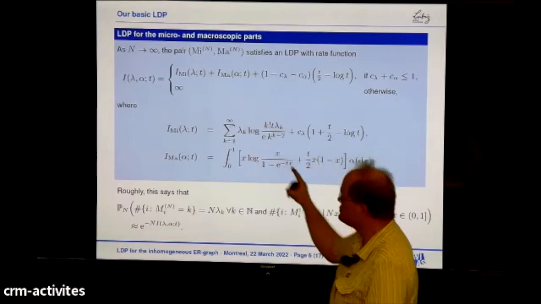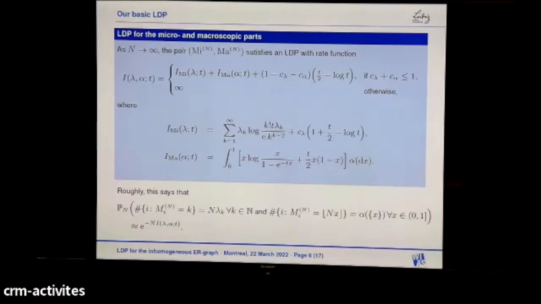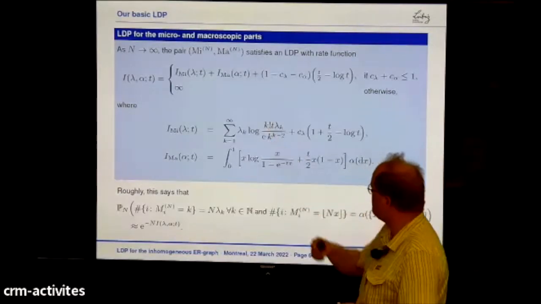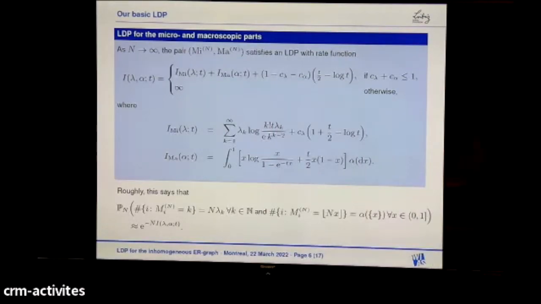This gives you the large deviations for the collection of the sizes of the microscopic components. You see a term lambda k log lambda k. This comes from combinatorics. And you see a term k factorial divided by k to the k minus 2. This comes from the probability that k points in the Erdős–Rényi graph are connected. And in the denominator you have some term which is reminiscent of the probability that given k points in the Erdős–Rényi graph are a connected graph. So this is how it comes about.